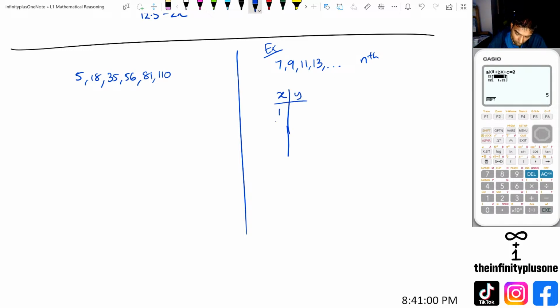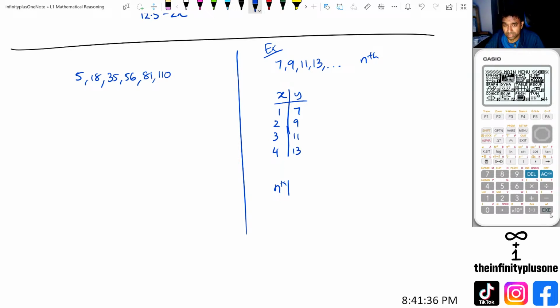So we're going to do 1, 2, 3, 4, and then we've got 7, 9, 11, and 13. So basically, it's saying the first term is 7, the second is 9, third is 11, fourth is 13, and that's pretty much it. Now, if they ask you to find out what the nth general rule is, all you're doing is finding the equation of this particular straight line. So two ways. I'll do the calculator way first, and then I'll show you how to do it manually.